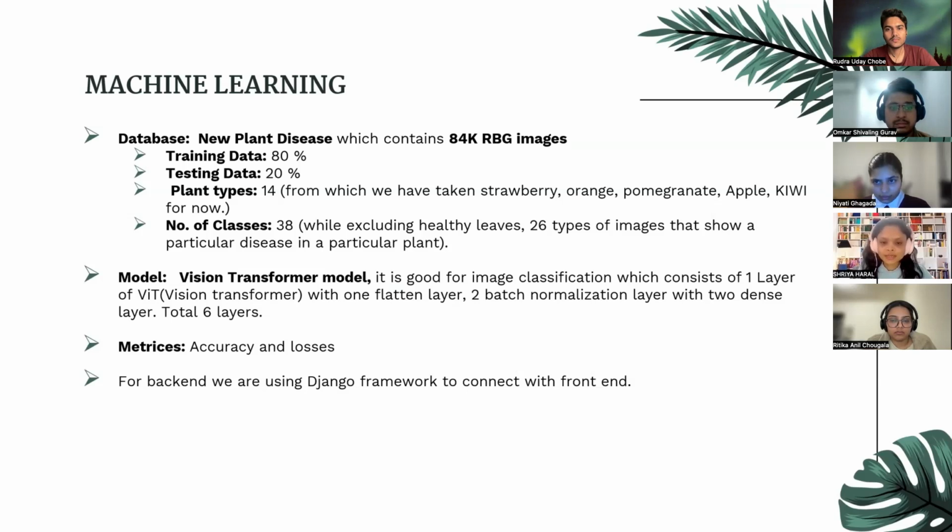And as we are doing the image analysis, it will help us give a basic understanding of NLP as well. The model which we have built initially right now is of just 6 layers, which consists of 1 vision transformer layer, 2 flatten layers, 2 batch normalization layers, and 2 dense layers. The model will be evaluated on accuracy and losses. And we are using Django as the framework to connect with the front end.